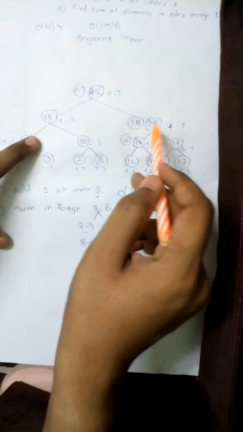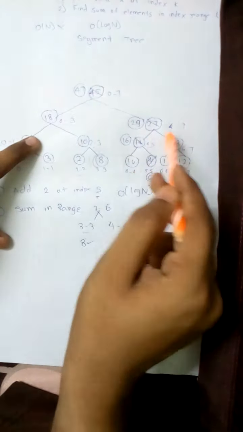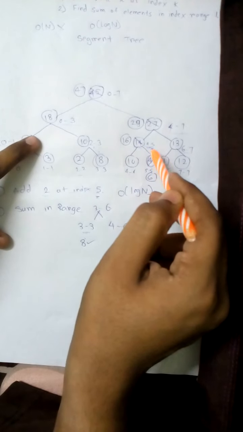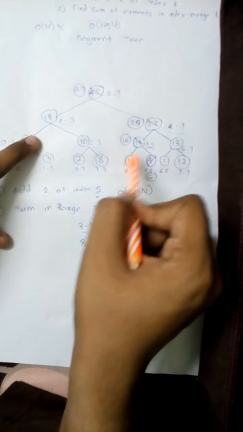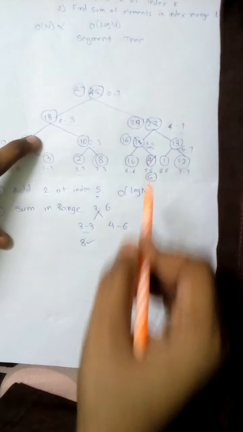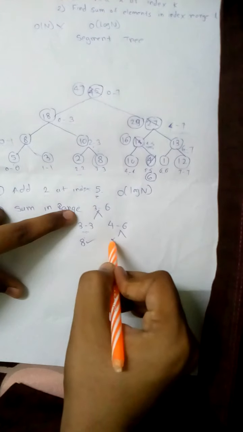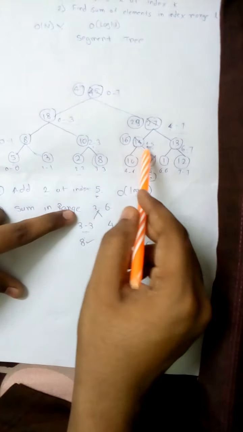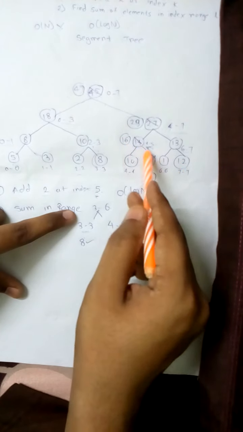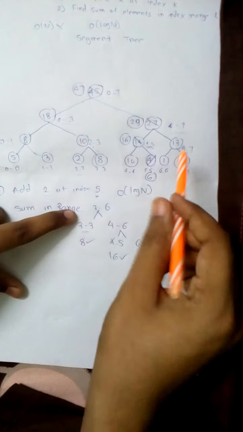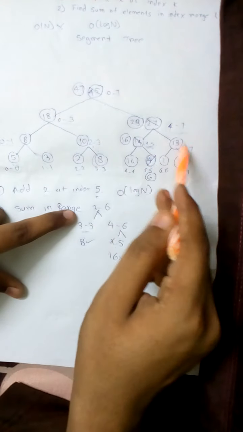Now coming to 4 to 6, does 4 to 6 overlap with this? Yes. Then we will check whether 4 to 6 overlaps with this and this or not. It overlaps with 4 to 5 completely, so we don't need to go to its children below. 4 to 6 is divided into 4 to 5 and 6 to 6, and in this node we already have the value of 4 to 5, so we will directly return the value 16 from here. And then we go to 6 to 6 in this range.